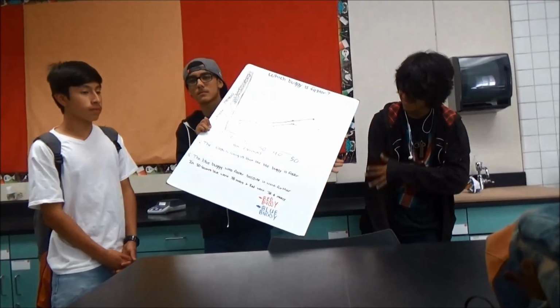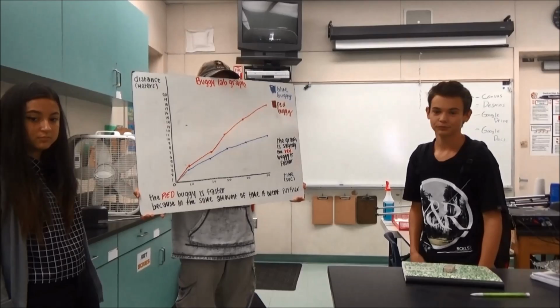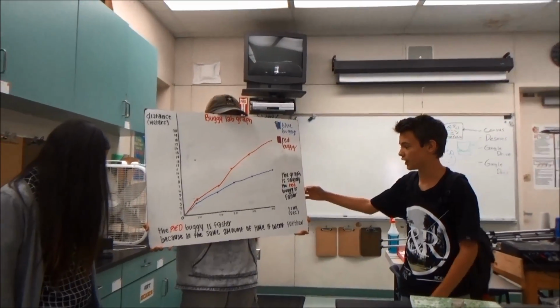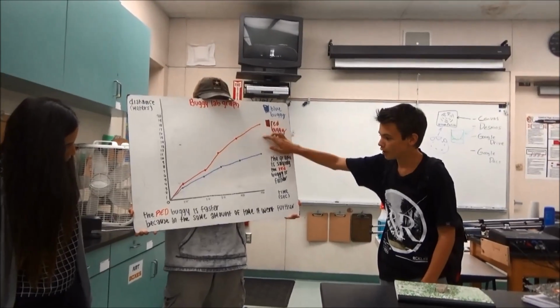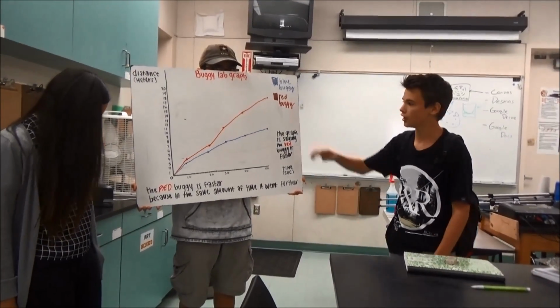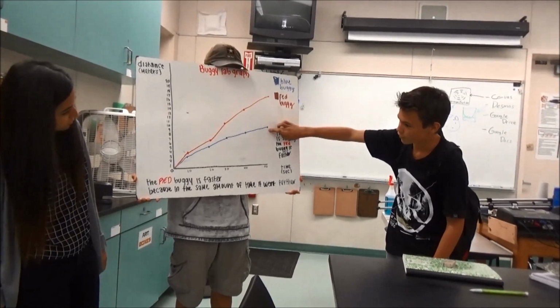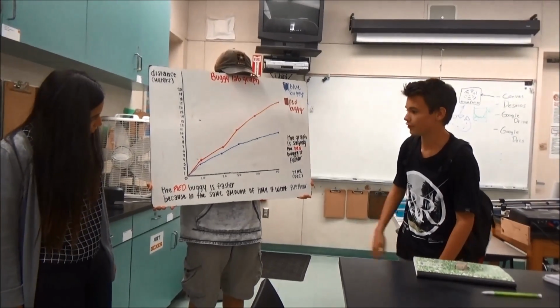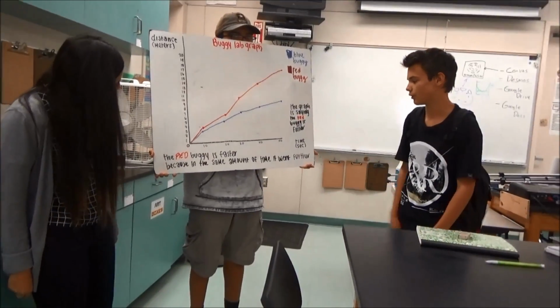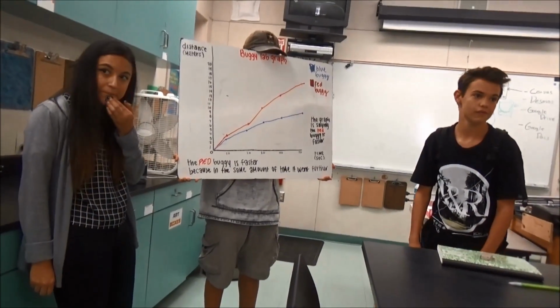All right. 3, 2, 1, go. This is our buggy lab graph, and the graph says that the red buggy is faster because in the same amount of time, it went further, as you can tell from the graph. This one went about 7 for average, and then this one went 18, so it's showing that the red buggy is faster.